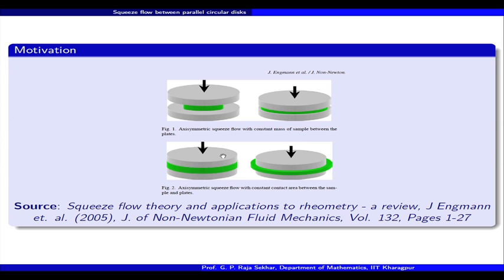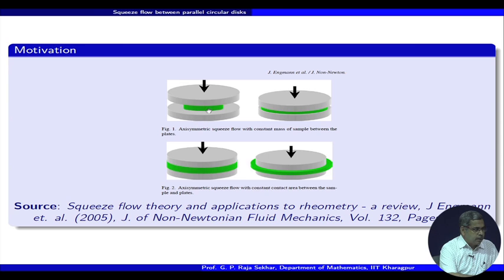Hello, welcome back. In the last class we discussed lubrication approximation. Today we are going to discuss a similar application, which is popularly known as squeeze flow. As the word indicates, I am sure you would have experienced a squeeze flow in a variety of applications in real life.